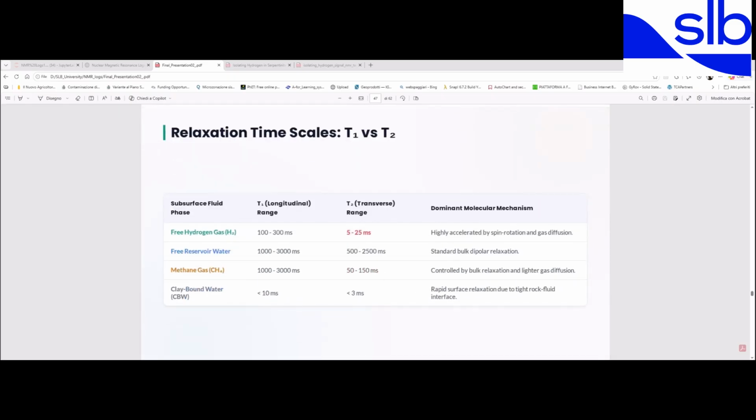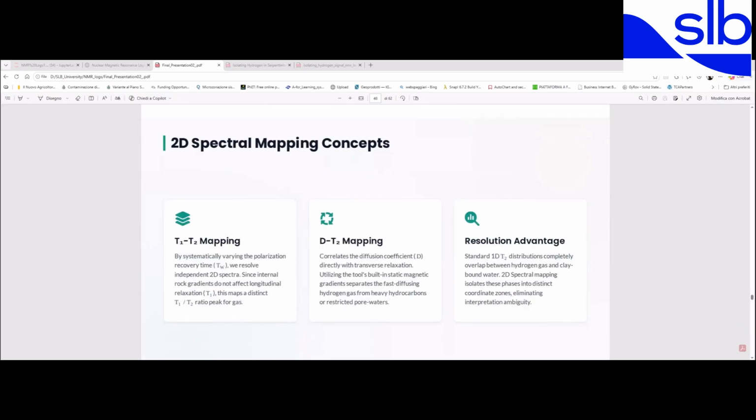Relaxation time scales. Okay, analyze the relaxation time scales. As we just said, typical for free hydrogen gas, T1 is 100 to 300 and 5 to 15 milliseconds. Highly accelerated spin rotation and gas diffusion.